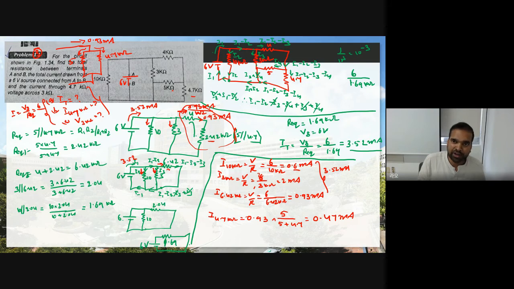Okay. Now if you want to find whether this answer is correct or wrong, let us find the current flowing at the 5 kilo ohm resistor. Then if you add this 5 kilo ohm resistor current and the 4.7 kilo ohm resistor current, that is equal to what? 0.93. Okay. Now current flowing at where? At 5 kilo ohm. Then by using the current division concept, what is the total current? 0.93 into, so now you are finding the current at 5 kilo ohm.